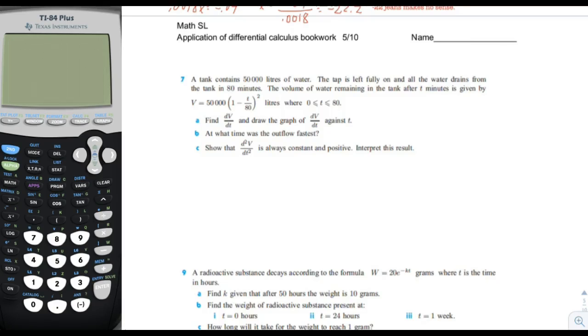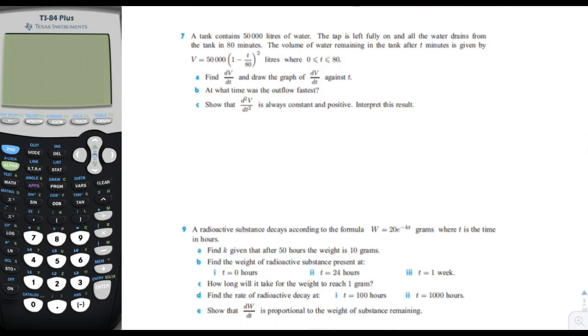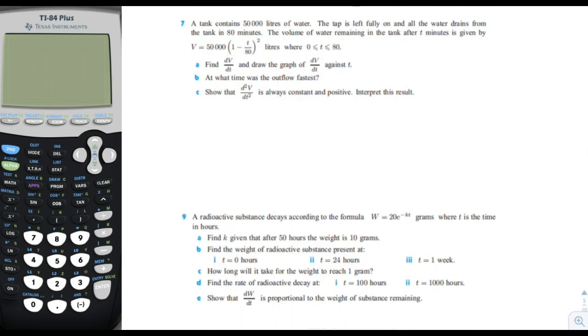Applications of Differential Calculus, page 5. Problem 7. A tank contains 50,000 liters of water. The tap is left fully on and all the water drains from the tank in 80 minutes. The volume of water remaining in the tank after t minutes is given by this function, blank liters, where t is between 0 and 80, and that's minutes. Find dV/dt and draw the graph of dV/dt against t.